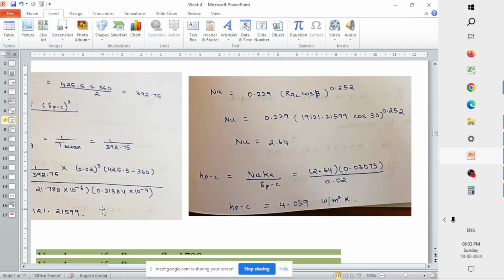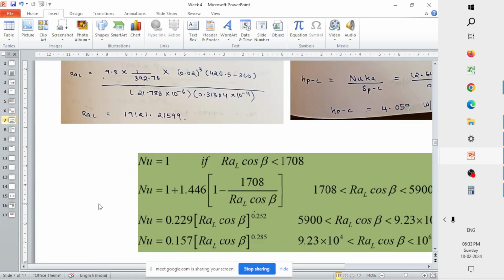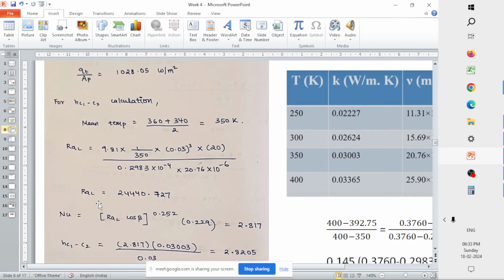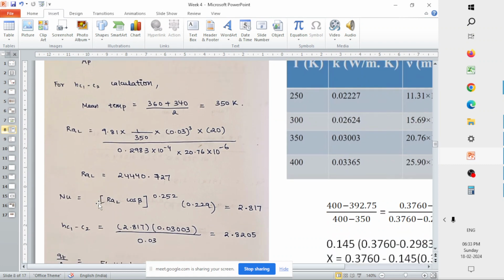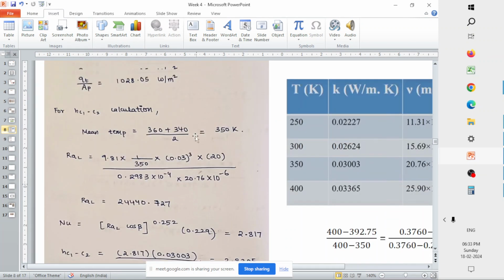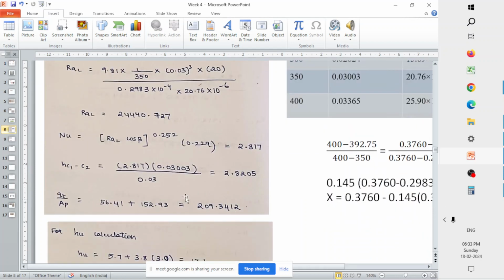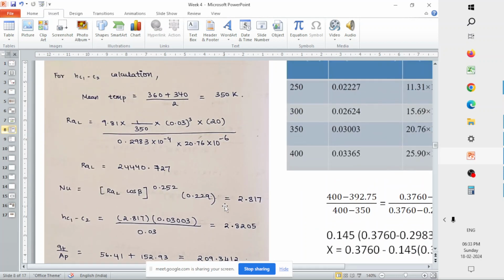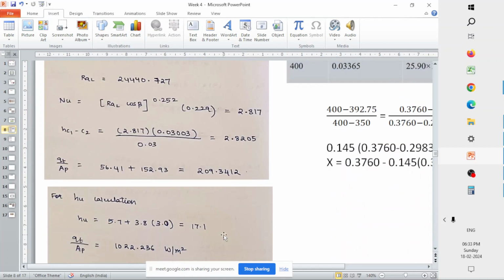QT is nothing but the total amount of heat that is taken up by your flat plate collector system. So that is around 1028.05 in this case, and here it is 209.3412 watt per meter square.